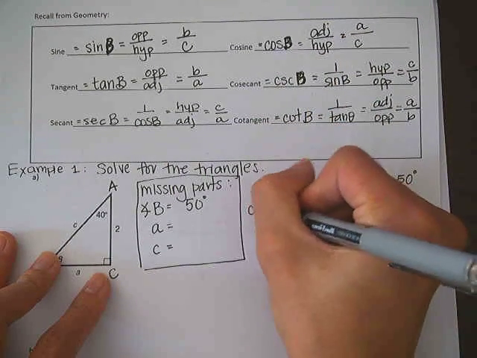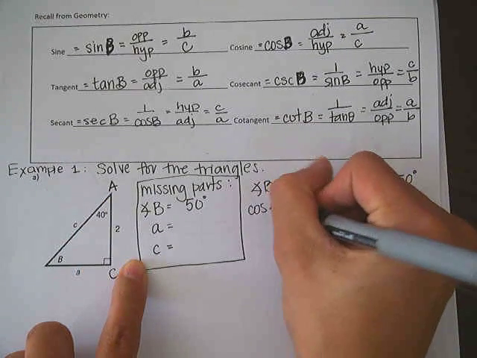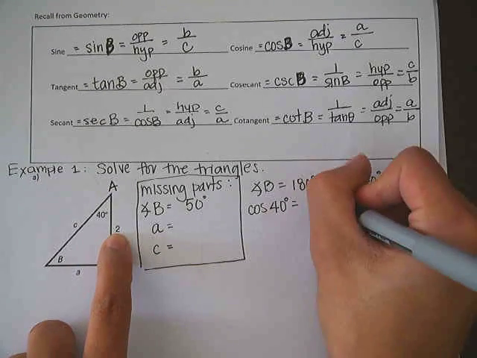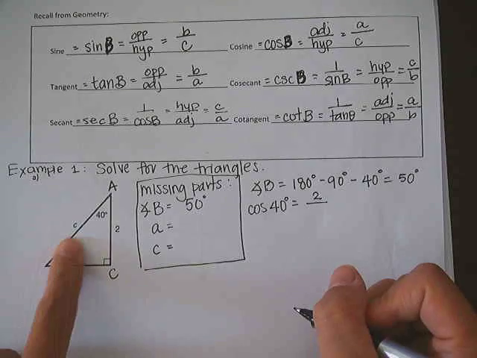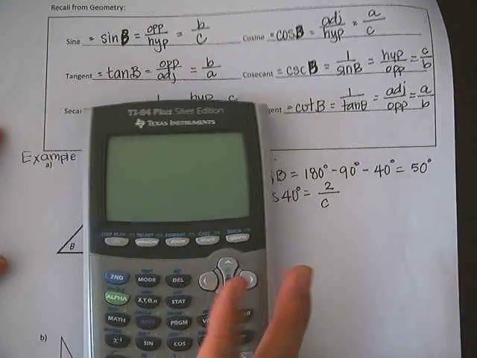So we're going to use cosine. This is 40 degrees, which is angle A. So cosine of 40 degrees equals adjacent, which is 2, over hypotenuse, which is letter C. Now we're going to need to talk about calculator usage.